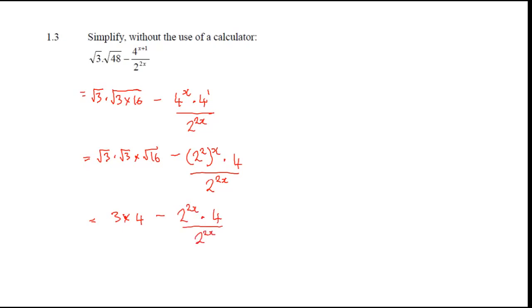Okay, now this can divide each other out, and we have 3 times 4, which is 12, minus that 4 that is left over, and the answer to this is equal to 8. Okay, so that is how we are going to solve that one.